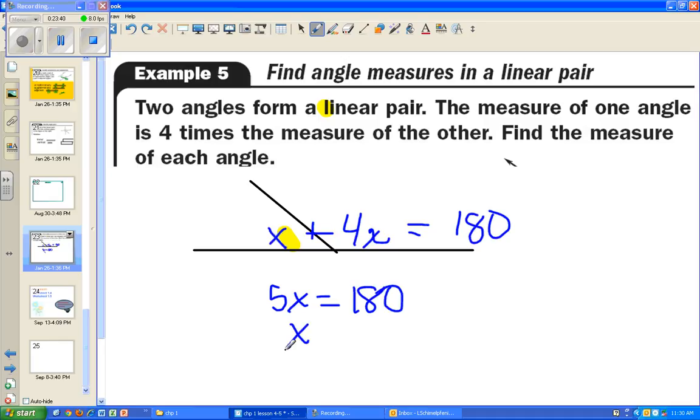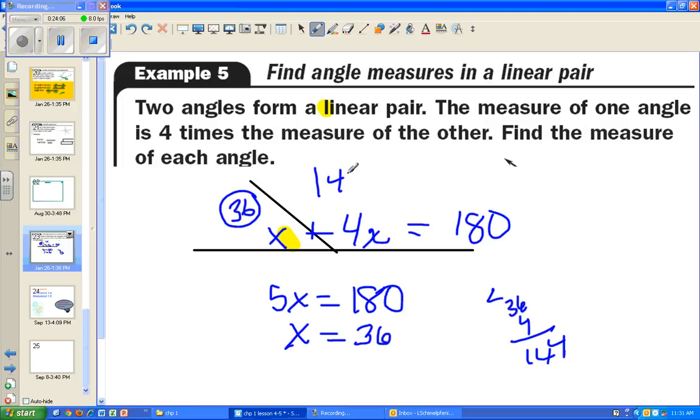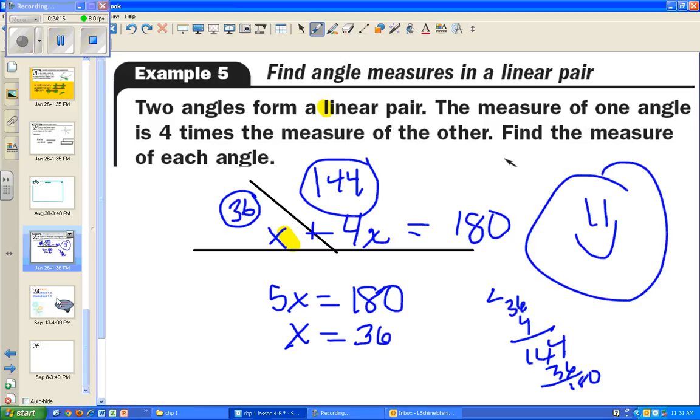Divide both sides by 5. 5 will go into 18 3 times, and you have 30 left over. 5 will go into 30 6 times. So x equals 36. It says find the measure of each angle. The smaller angle is going to be 36. The larger angle is going to be 36 times 4, which is 144. And then always double check your work. 144 plus 36, does that give you 180? Yes. Happy day.